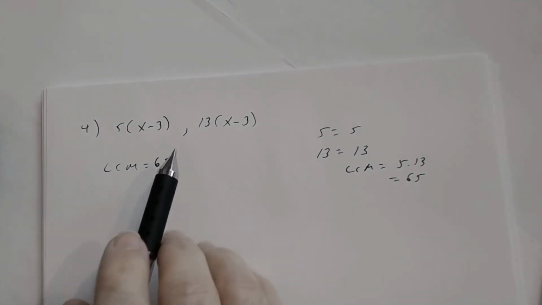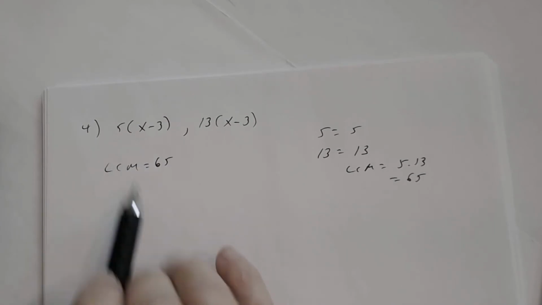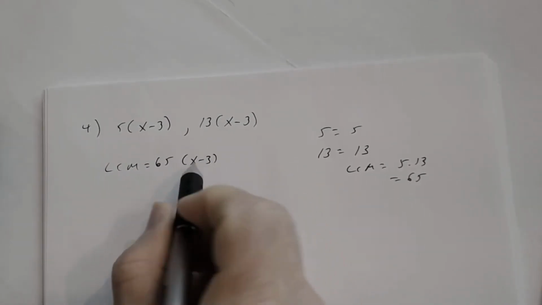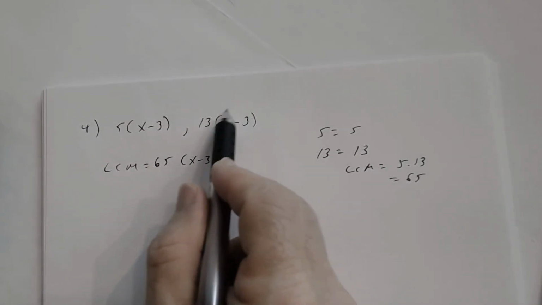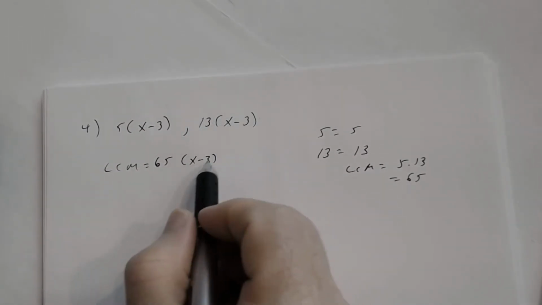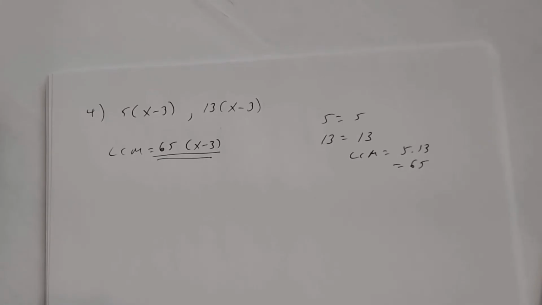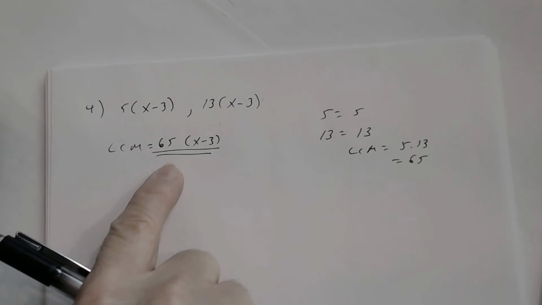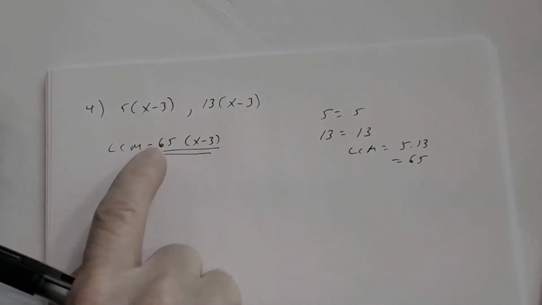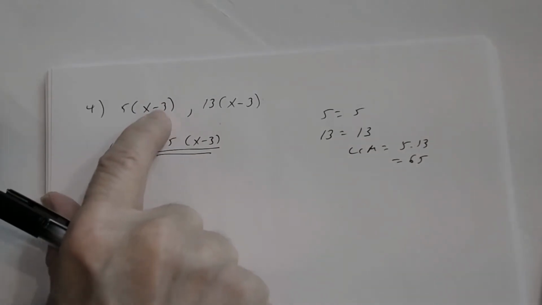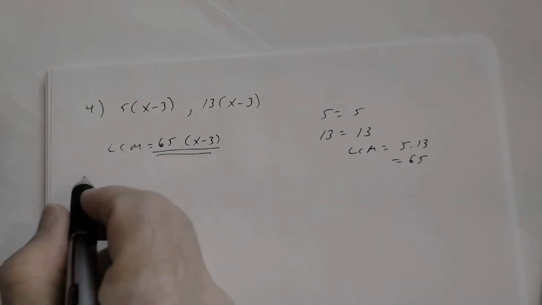Then let's look at the other factors. I see a factor of x minus 3, so I must use it. The question is, how many do I need? How many factors of x minus 3 do you have here? 1. How many factors of x minus 3 do you have here? 1. How many do you need? Just 1. So there's your answer. The least common multiple of these two is this, because 5 goes into 65, and 13 goes into 65, and 65 is the smallest. x minus 3 goes into this, x minus 3 goes into this. All right, number 5.